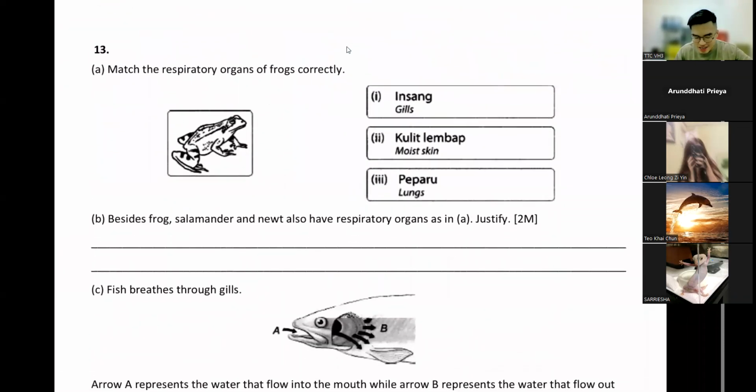Moving on, let's go to 13. So this is your frog. So what respiratory organ do frogs use? You're also alive, yes, Jining. I can see that. Thank you. So it's your moist skin and lungs.